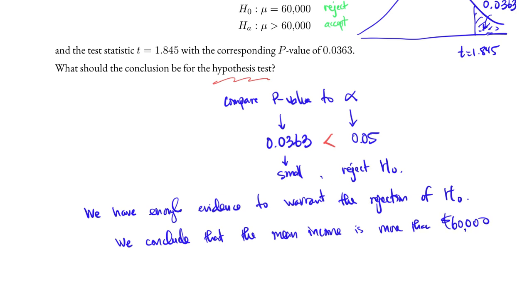$60,000. But the initial claim states that mu is less than or equal to 60,000. Remember that we conclude that the mean is more than 60,000, but the initial claim is mu is less than or equal to 60,000. Therefore, we reject the initial claim. Again, the initial claim is that the town's resident income is at most 60,000, and we find this claim invalid. We cannot support this claim.